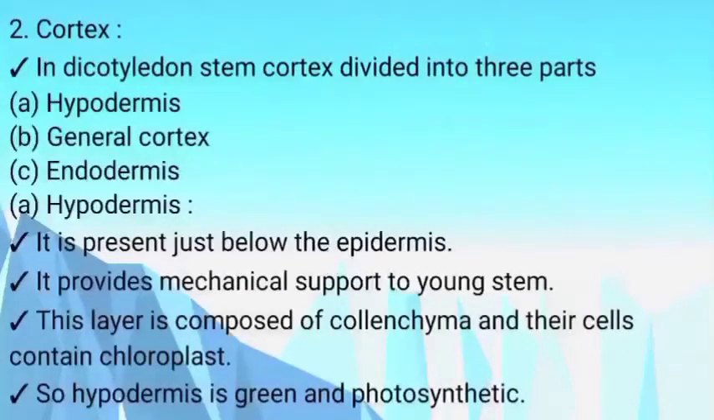The second one is cortex. In dicot stem, cortex is divided into three important parts: hypodermis, general cortex and endodermis. Hypodermis is present just below the epidermis. The hypodermis of dicot stem provides mechanical support to young stem. This layer is composed of collenchyma and their cells contain chloroplast. So hypodermis is green and photosynthetic.